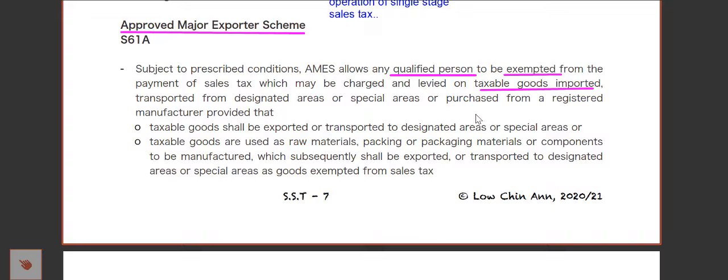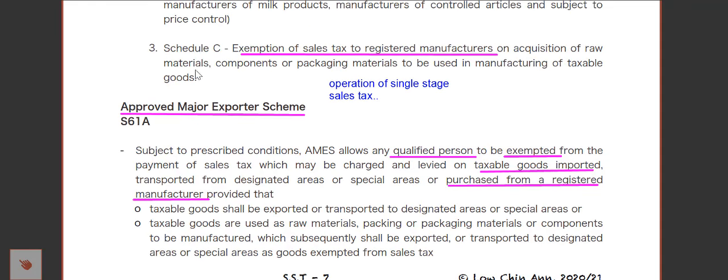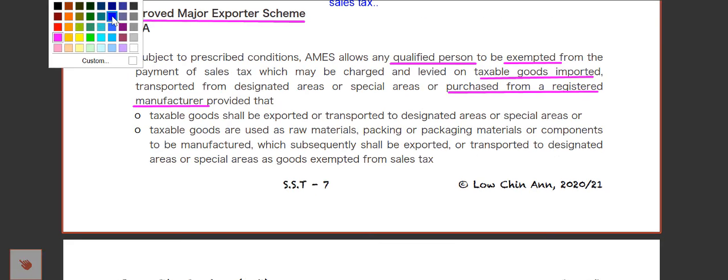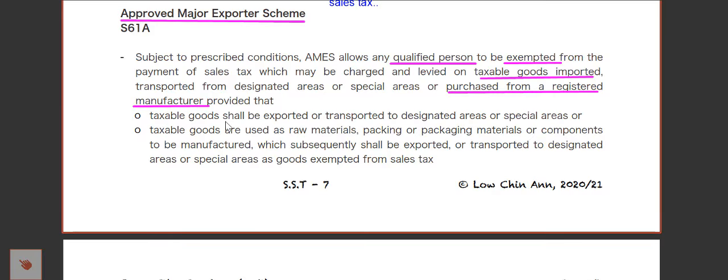a registered manufacturer. So when you buy something from a registered manufacturer, they are supposed to impose sales tax, but because you're under the Approved Major Exporter Scheme, you can buy them exempted from sales tax, meaning they will not charge you sales tax. It's something similar to this Schedule C or B that we said just now, but this is a bit more specific because this is meant for exporters. Now, so this is given when the taxable goods are meant for export.